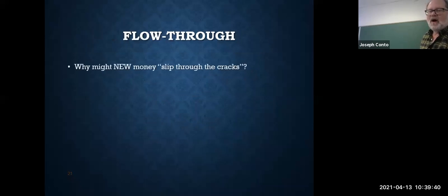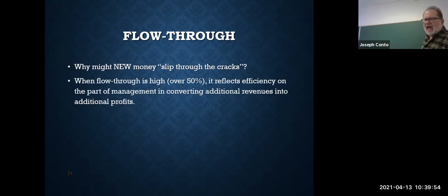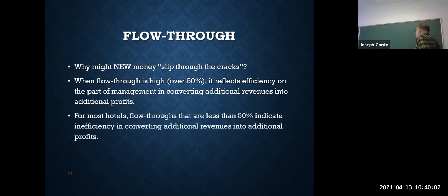All right, so we get it, right? And I ask questions, why might the new money slip through the cracks? We got it. Mostly it's cost of goods sold. I'm not taking advantage of volume discount because I'm buying last minute at regular retail pricing. Bad. And when it's over 50%, it reflects efficiency. So good. I'm being very efficient with this new money.